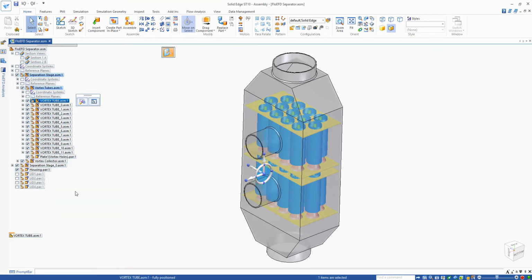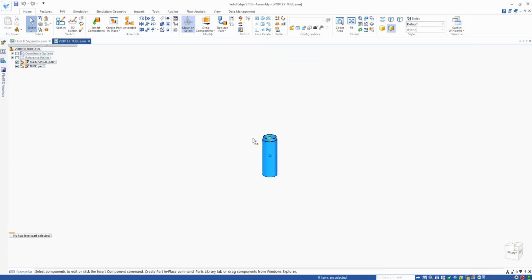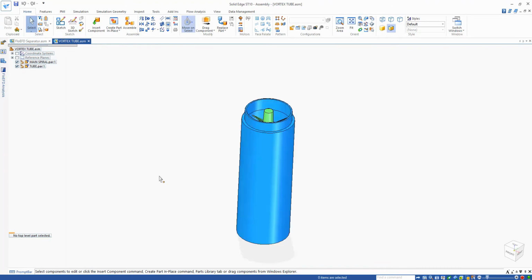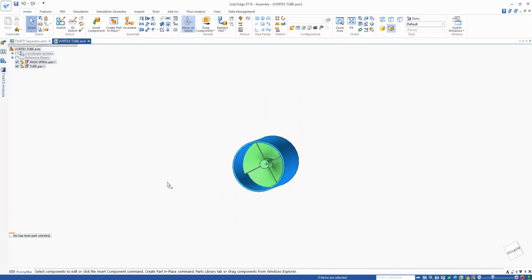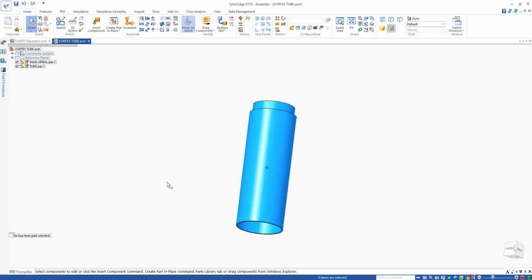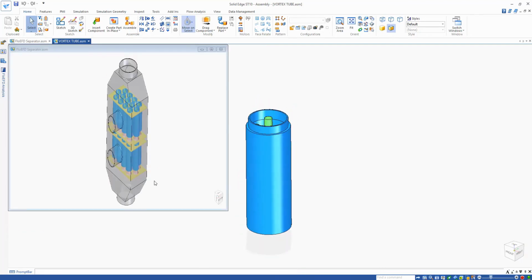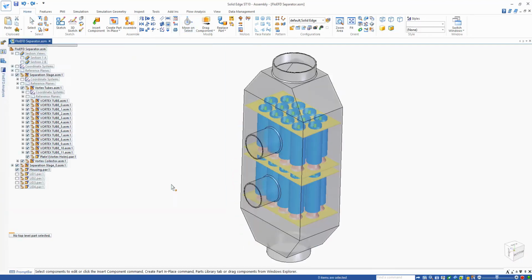particular separator. So you can see that we have a single spiral that's going to be forcing air towards the outside of this vortex tube, and we can understand that the particles are going to be flung outwards and then separated from the flow as it goes through the device.